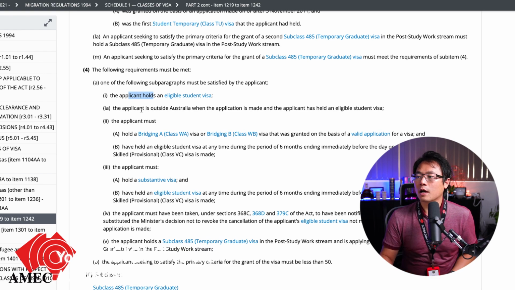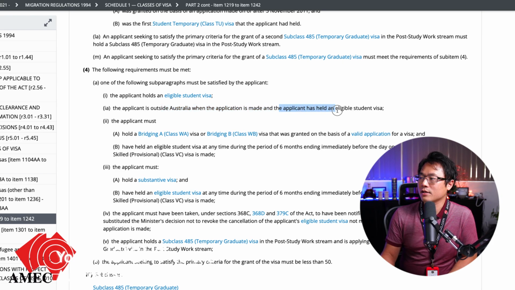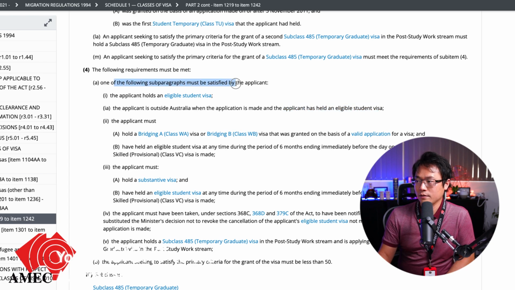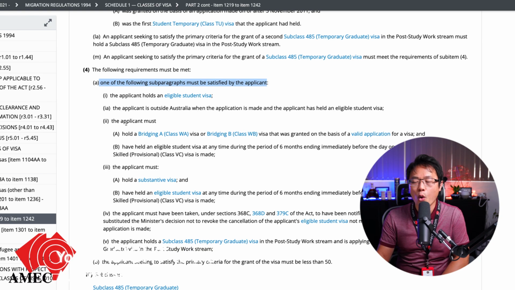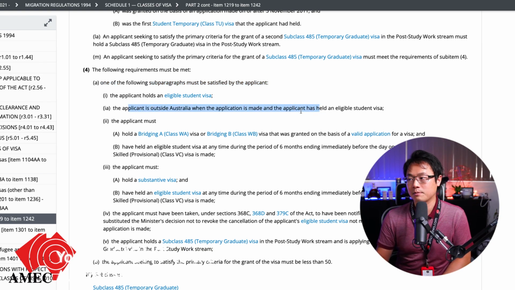Number 2, the applicant is outside Australia when the application is made and the applicant has held an eligible student visa. Okay, so one of the following. Make sure this is one of the following. It doesn't have to be meeting all of them. Okay, so this is for the affected people in that concession period.